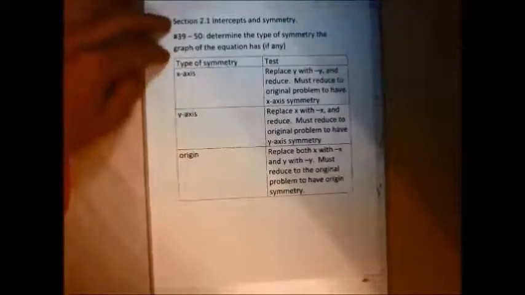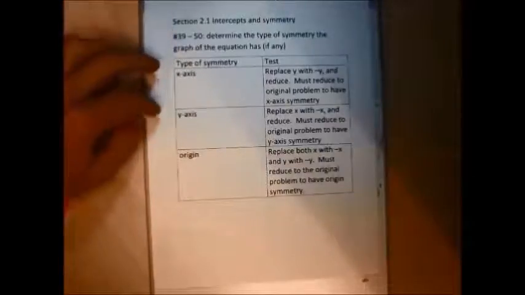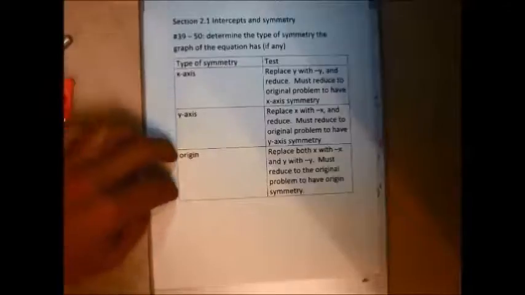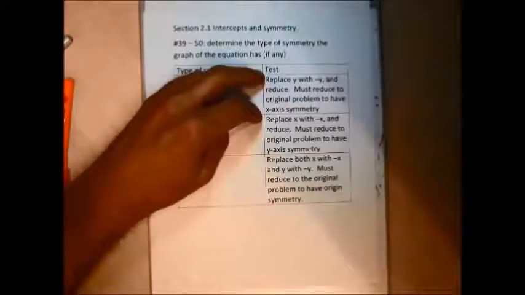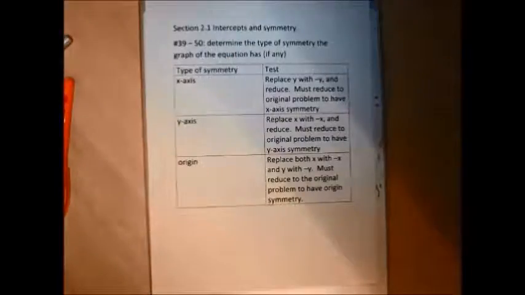So when the instructions ask me to determine what type of symmetry a graph has, if any, to figure out if the graph has x-axis, y-axis, or origin symmetry, I can graph, and my graph will let me suspect what kind of symmetry it has, but it's not the absolute guarantee. So if I come up with a graph and it looks like it's symmetric to the x-axis, what I'm going to need to do is, in my equation, replace the y with negative y and then reduce. And if it reduces to exactly the original problem, it has x-axis symmetry. And this won't make sense till I actually do it.